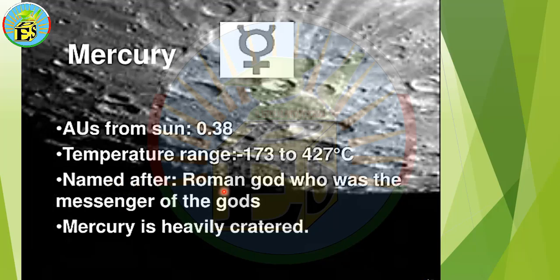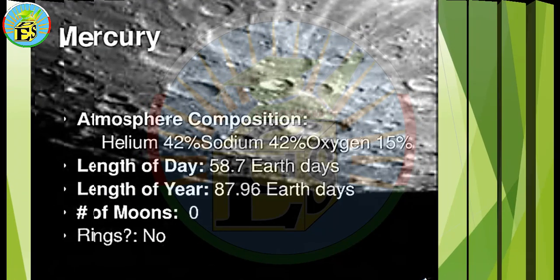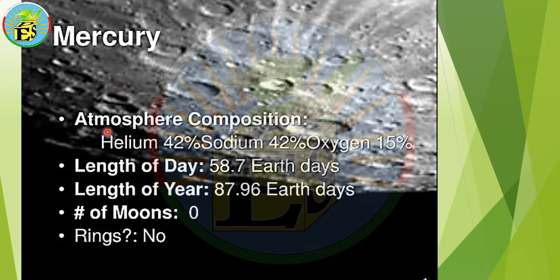Named after the Roman god who was the messenger of the gods. Mercury is heavily cratered. Another piece of information, atmosphere composition: helium 24%, sodium 24%, oxygen 15%. Length of a day: 58.7 Earth days. It's a very long day.